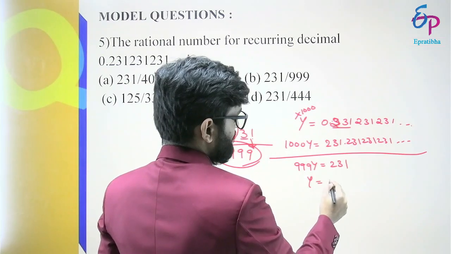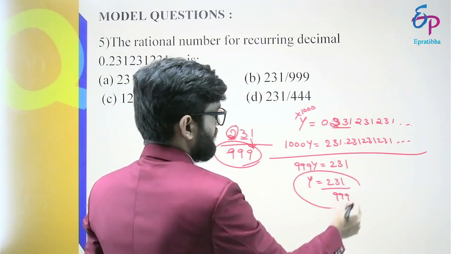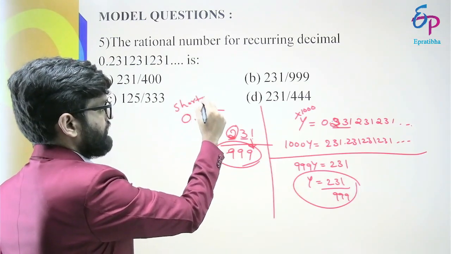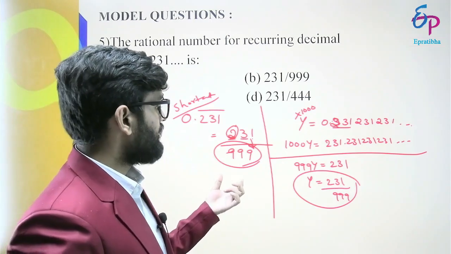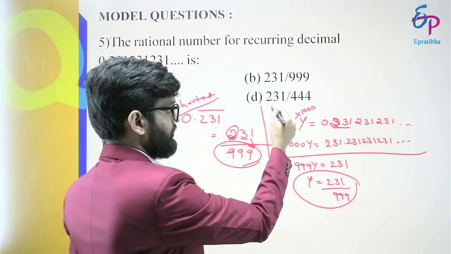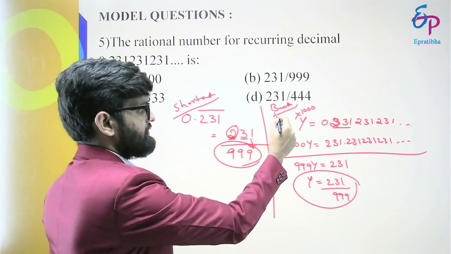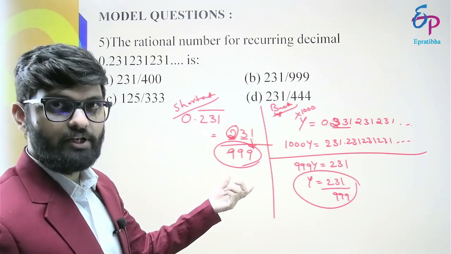So y is equal to 231 by 999. I am just telling you two methods. This is the shortcut method. Anyway, we will use the shortcut method in the examination paper, but why I am asking you to have a backup is because this is the traditional method, and you might not think in the same way in the examination as well.